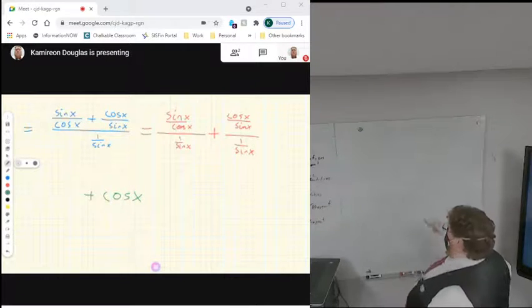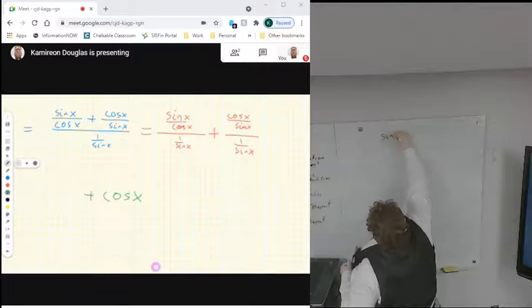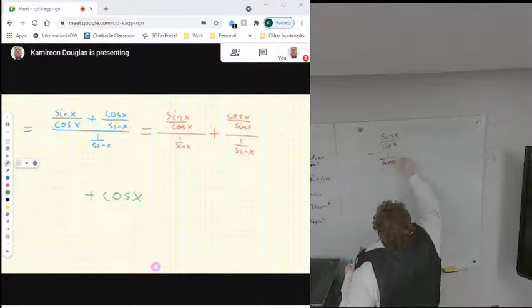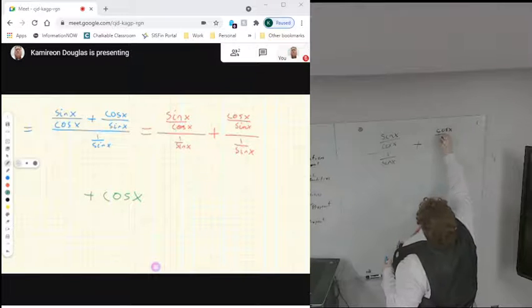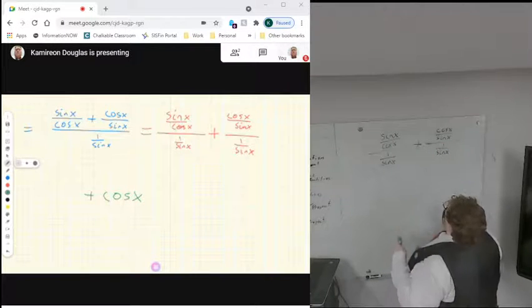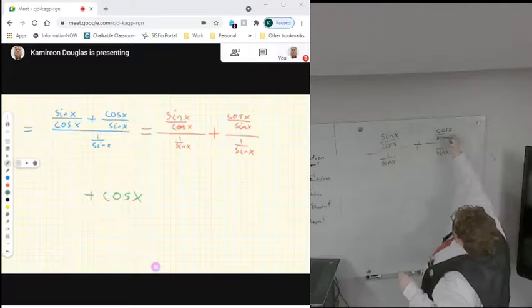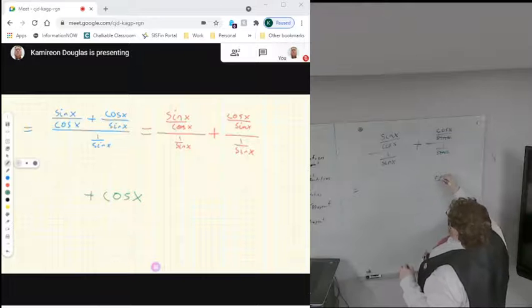Okay. I had on the previous line sine over cosine, all over 1 over sine, plus cosine over sine, all over 1 over sine. We use an algebra step to do that. And then we said we were going to cancel the signs on the right-hand side. We cancel the sine, cancel sine. So on the right-hand side we get just cosine.